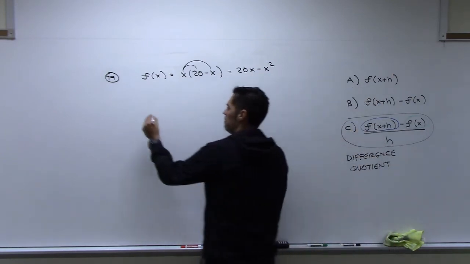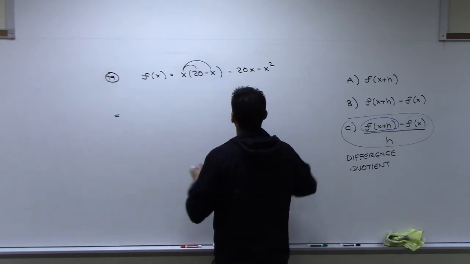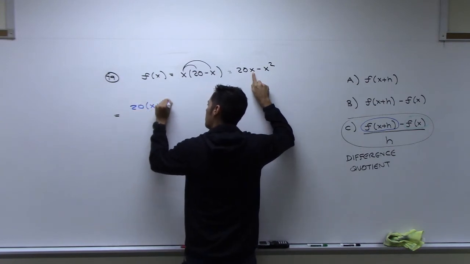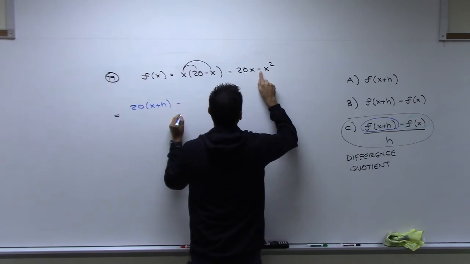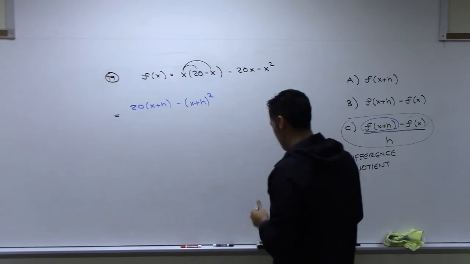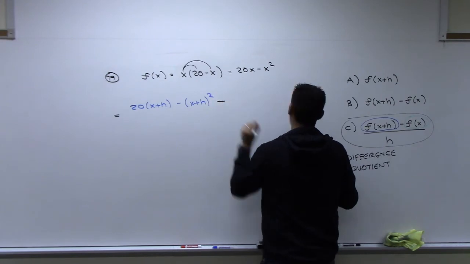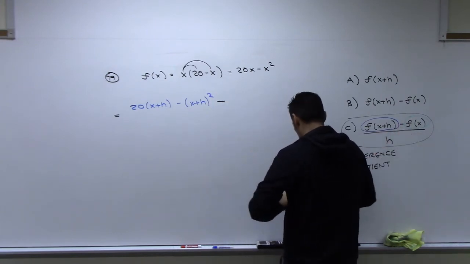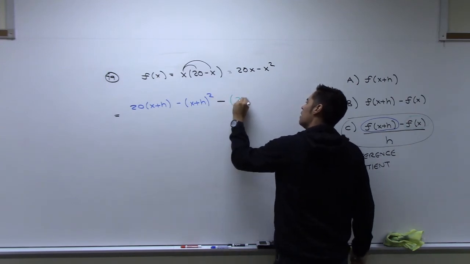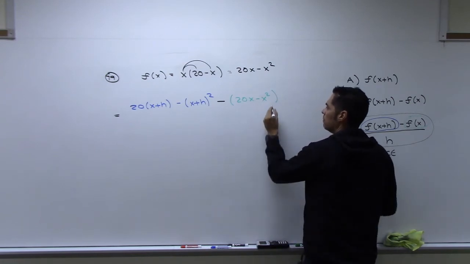So this is equal to, now let's do that top left corner. Let's replace x here with x plus h. So in parentheses, because that 20 must distribute through, minus, now x is replaced with x plus h, and squared, so it's in parentheses also. Then I subtract from that f of x, which is just going to be this thing written again, but in parentheses. 20x minus x squared. Then everything I have there over h.